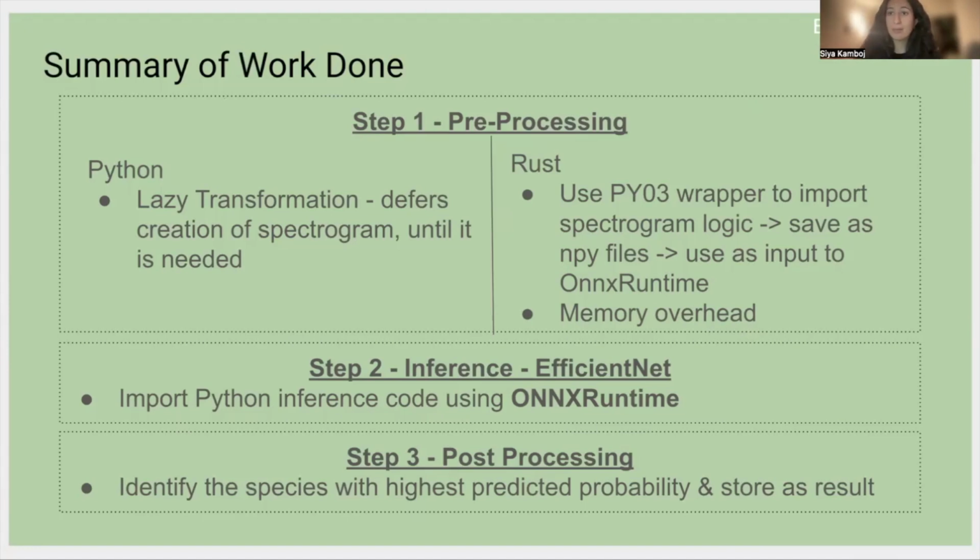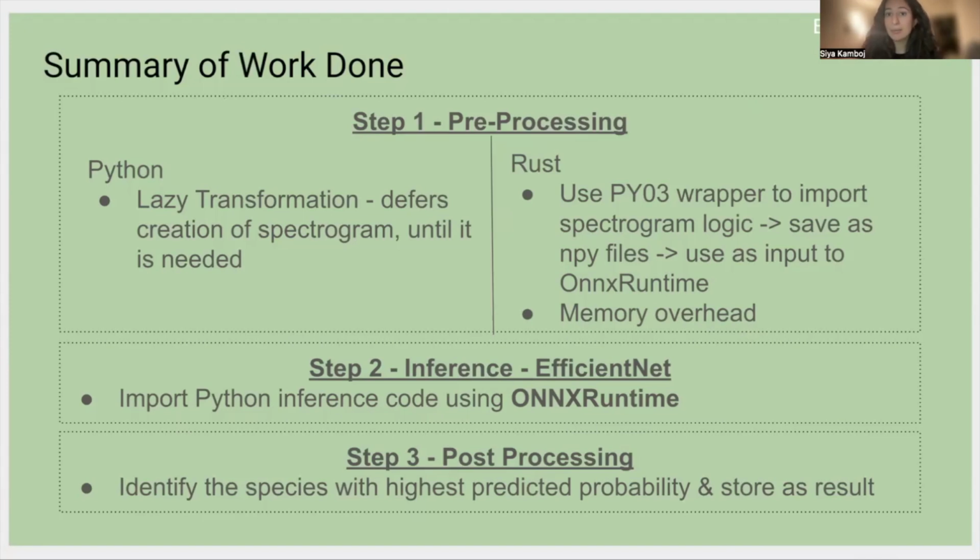For the pre-processing, Python accomplishes this using lazy transformations, which basically defers the creation of the spectrogram until it is needed, aka in the inference script. Rust does not have this capability. In fact, the pipeline that I did was using a PyO3 wrapper to import the spectrogram logic, convert the MEL spectrogram information, and save it in NPY files and use that as the input to the ONNX runtime model.